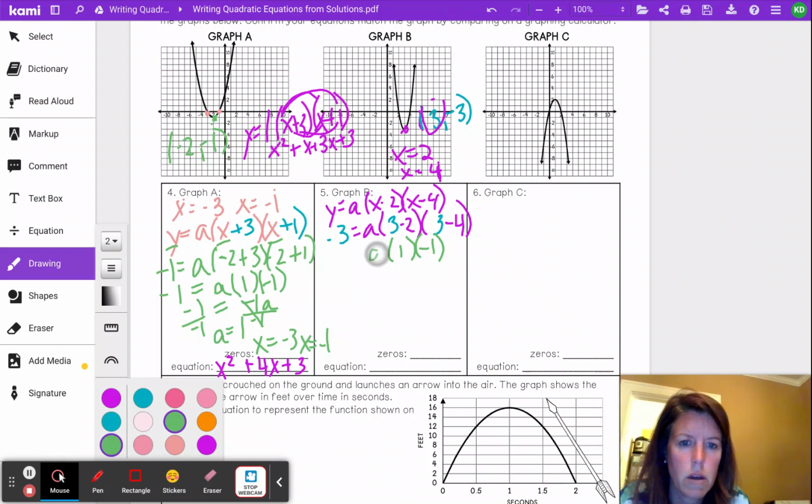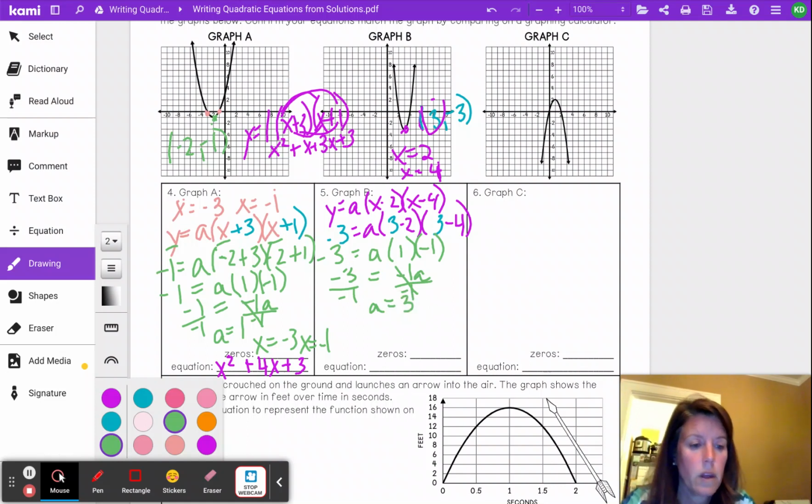That's right. A equals negative 3. Okay, so 1 times negative 1, that is negative 1. All right, so negative a equals negative 3. And then divide by negative 1, divide by negative 1. So a equals positive 3.